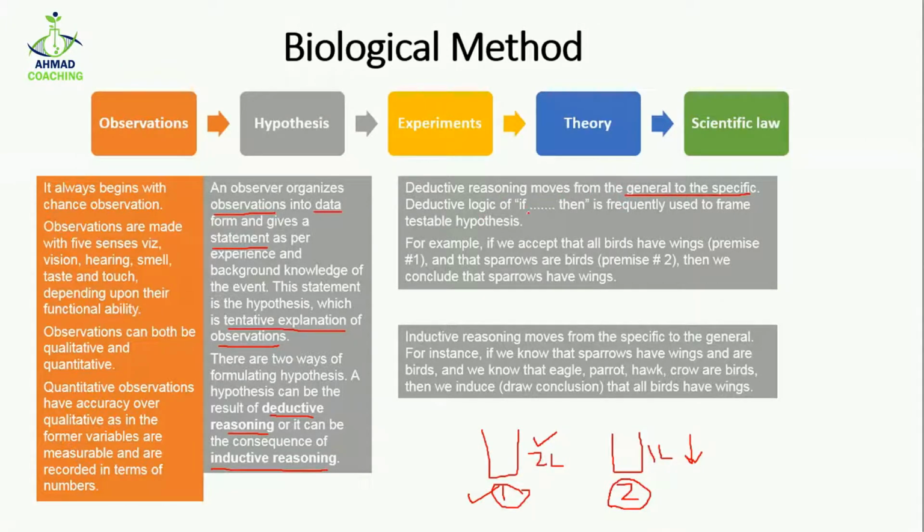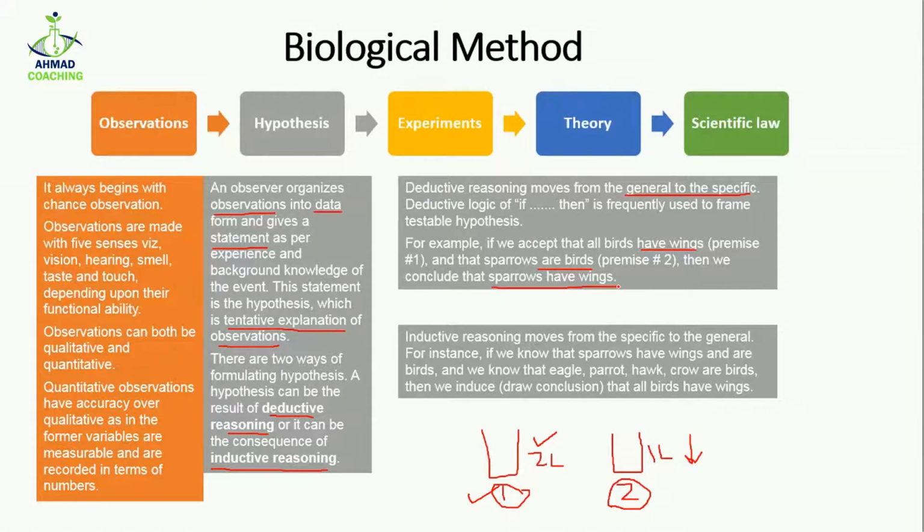And we use if and then in deductive logic to make our hypothesis. For example, if we accept that all birds have wings and that sparrows are birds, so this is a general observation. We have observed that all the birds that fly have wings, and we also saw that sparrow is a bird. It means then we conclude that sparrows have wings. Even if the sparrow is not flying, we can still say that sparrow has wings.